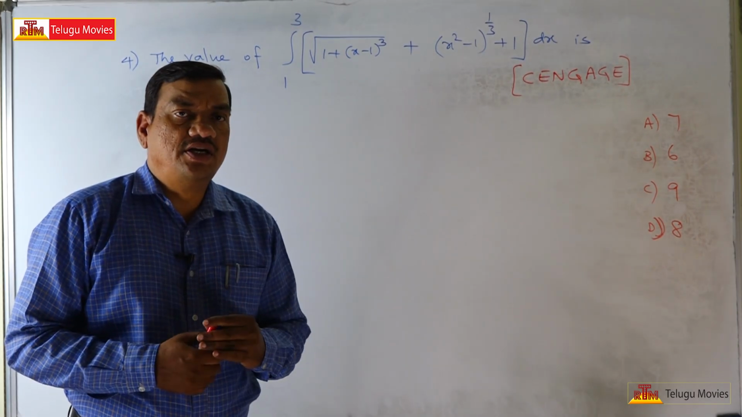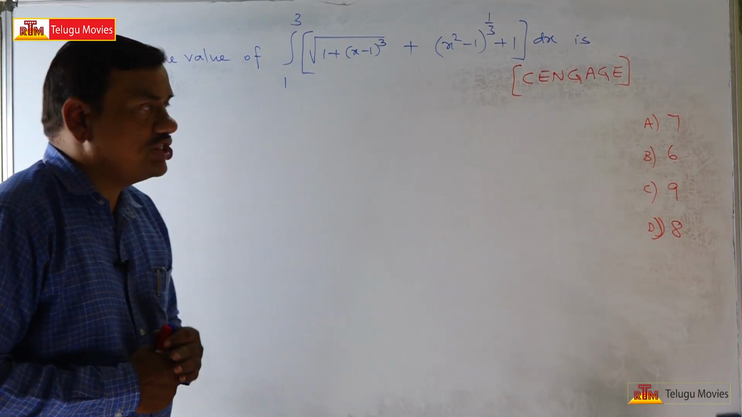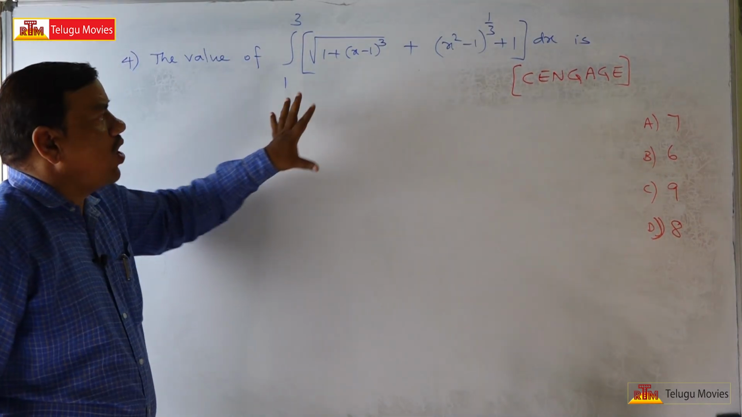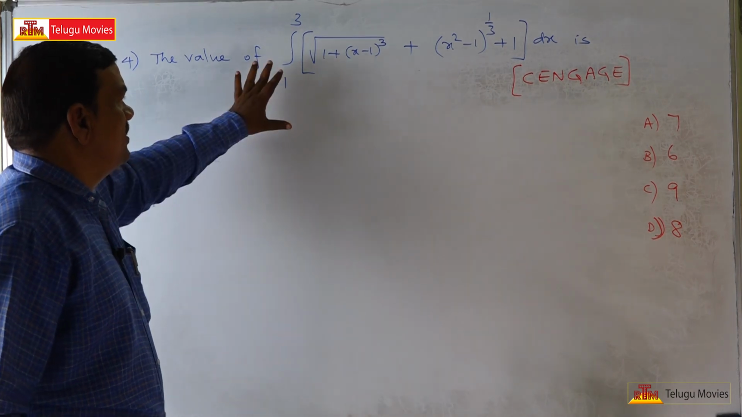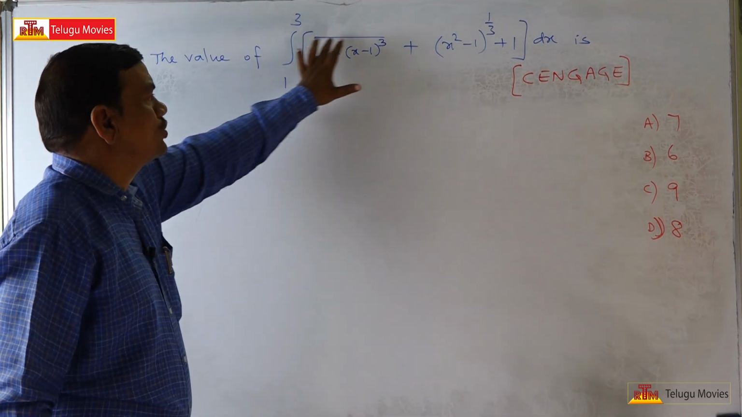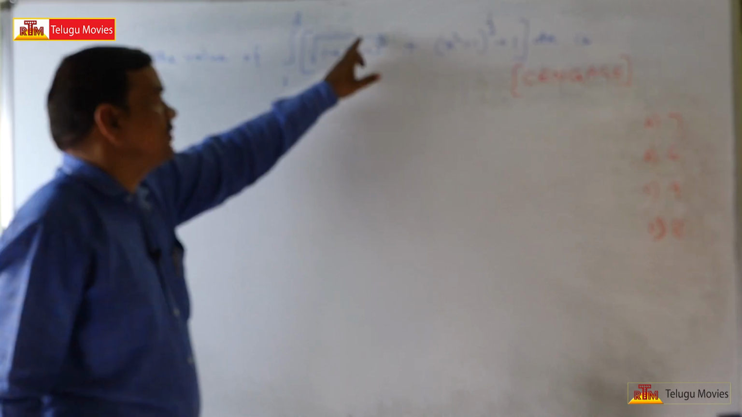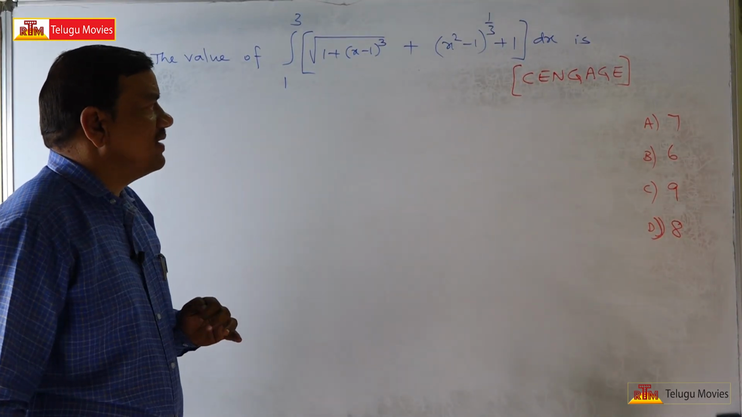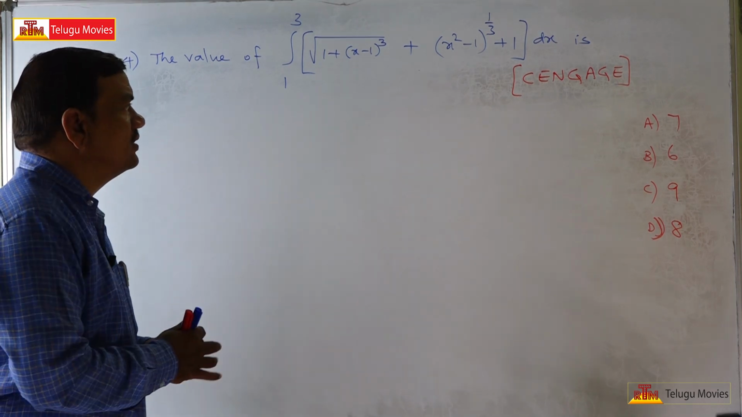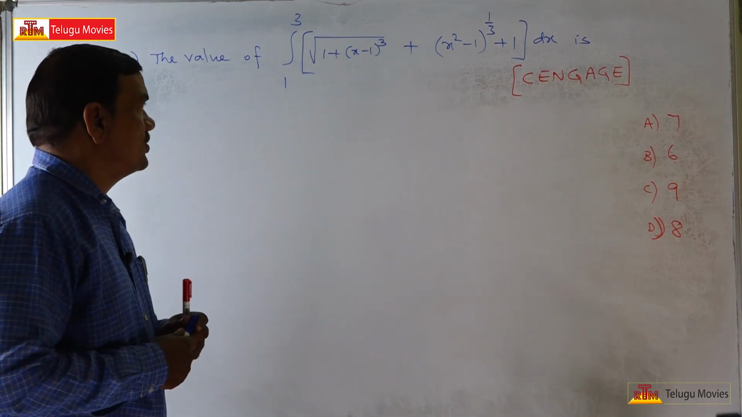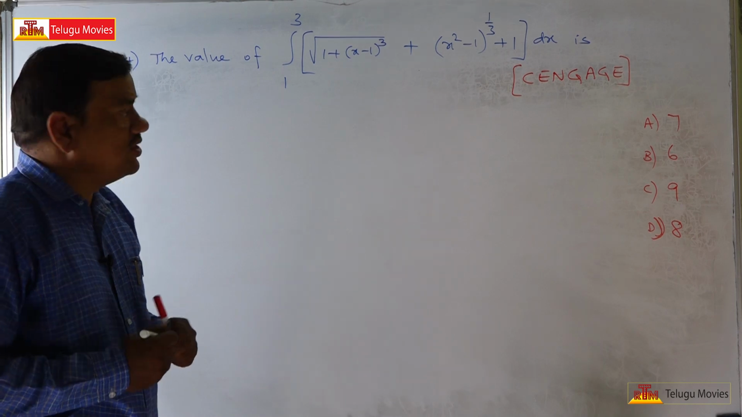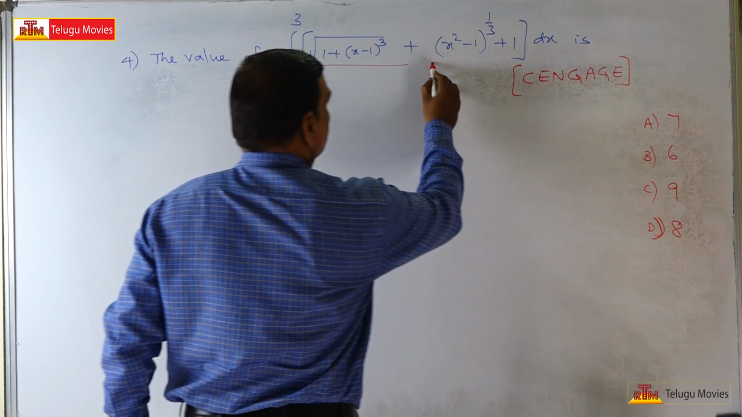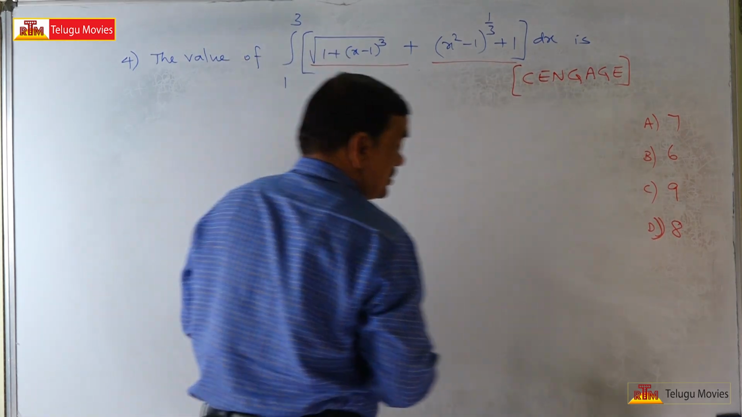Dear students, it is one more very nice, interesting problem from the textbook Cengage. Find the value of the integral from 1 to 3 of square root of (1 plus (x minus 1) whole cube) plus ((x square minus 1) whole power 1 by 3 plus 1) dx. So you have to find the definite integral of this function. Do you observe anything between these two functions?